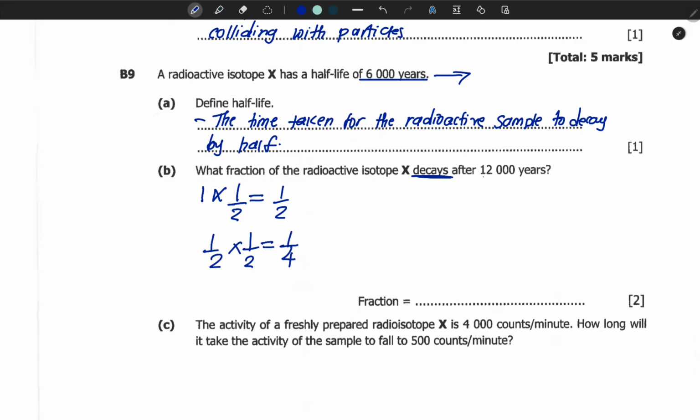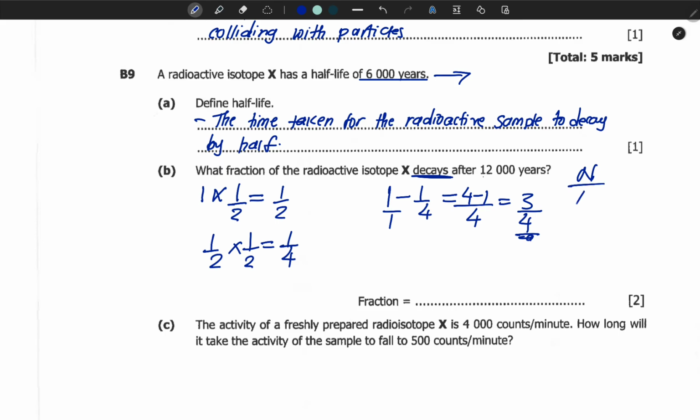So 1 over 4. Now we subtract from 1 to see what remained. The lowest common denominator is 4. 1 into 4 is 4, times 1 is 4, minus 1, which gives us 3 over 4.